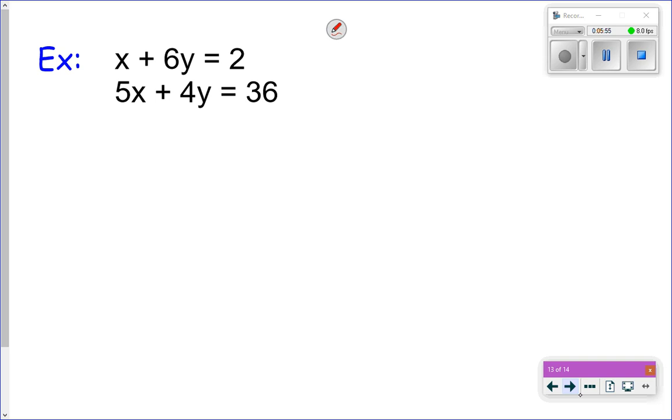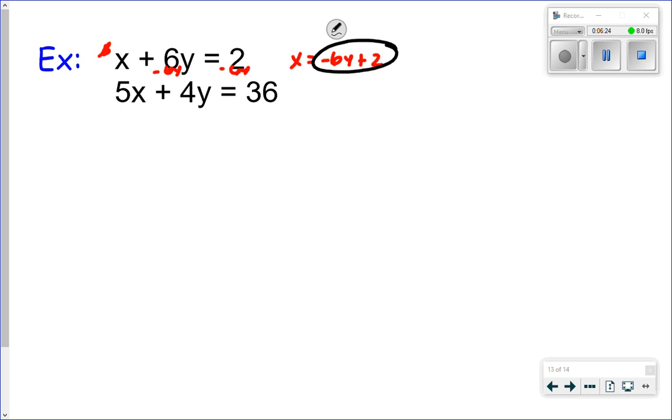Next example, x plus 6y equals 2 and 5x plus 4y equals 36. I look to see if there's a blob set up for me. There is not. So now I need to find a variable with a 1 in front of it, and I've only got one option, so that's this first x here. I need to subtract 6y from both sides. So x equals negative 6y plus 2. Then I can circle that, and that is my blob. Then I take that and plug it into the other equation for x. So then I'm going to have 5 times negative 6y plus 2, plus 4y equals 36.